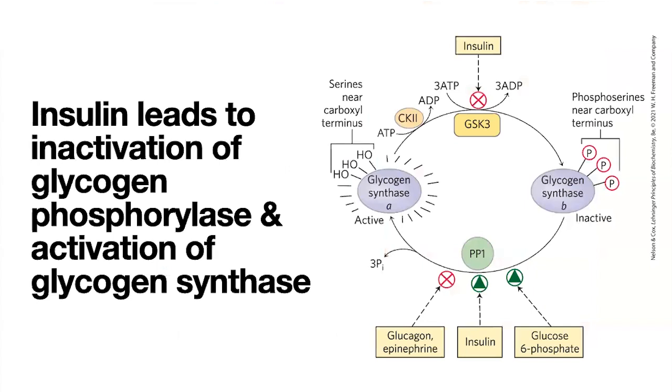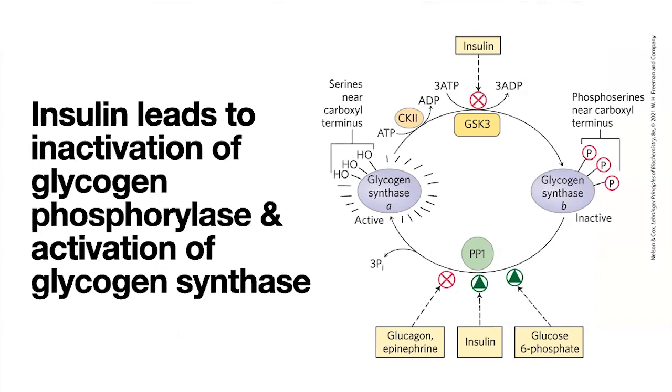In the case of insulin, it's going to inactivate glycogen phosphorylase by activating the phosphatase that will then remove the phosphates that were activating it, and will also activate glycogen synthase. And so basically that is how you would control whether you want to break down glycogen.